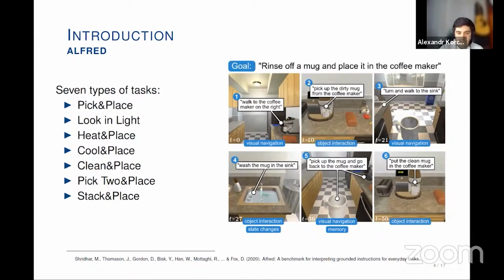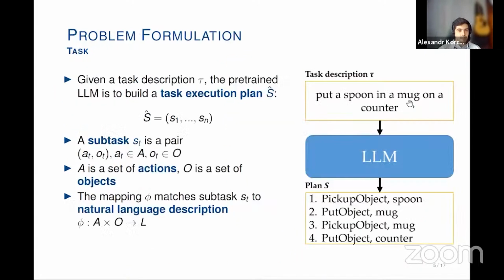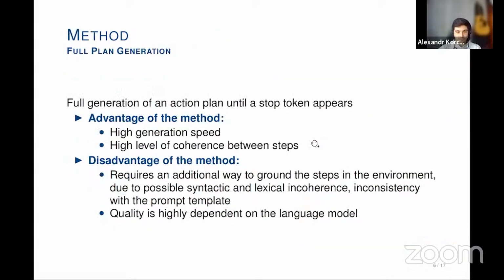To facilitate the deployment of agents in real-life situations, a proper benchmark is needed, such as Alfred. Alfred is a benchmark that tests the ability of AI systems to understand and carry out complex tasks based on natural language instructions in visually dynamic environments. Given a task description, the pre-trained LLM is to build a task execution plan, which is a sequence of subtasks. A subtask is a pair of an action and object.